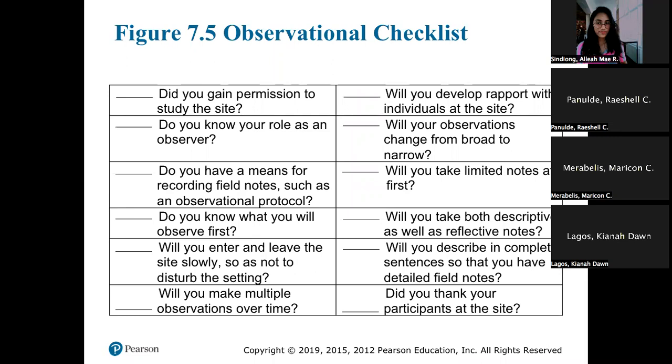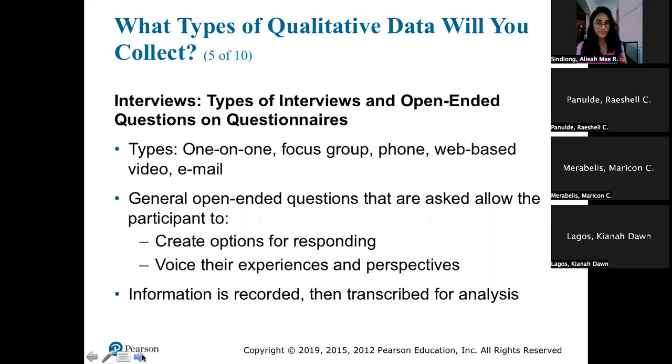For example, in the last one, did you thank your participants at the site? If yes, that's perfect. But if you say no, that's unethical. Number one, did you gain permission to study the site? If yes, okay, you follow the protocol. But if no, that's not according to the protocol. Do you follow? Yes, sir.